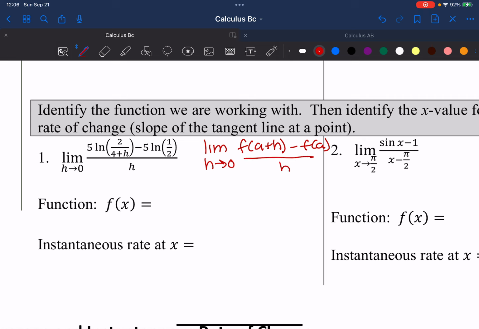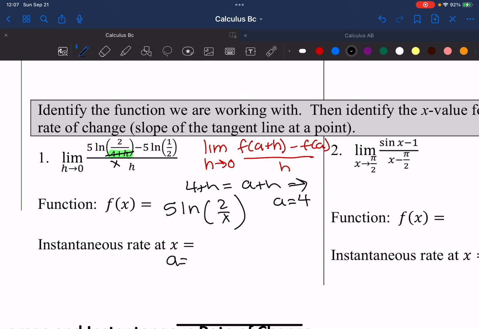Knowing that, I can first see what this original function was supposed to be. Since I have this portion here of 4 plus h, I can say 4 plus h could be where they plugged in a plus h, which means a is equal to 4. So if this is where they plugged it in, that means technically this is just x, which means our function is 5 natural log of 2 over x. And then we found our a value, so this is the same as saying our instantaneous rate as x equals 4.